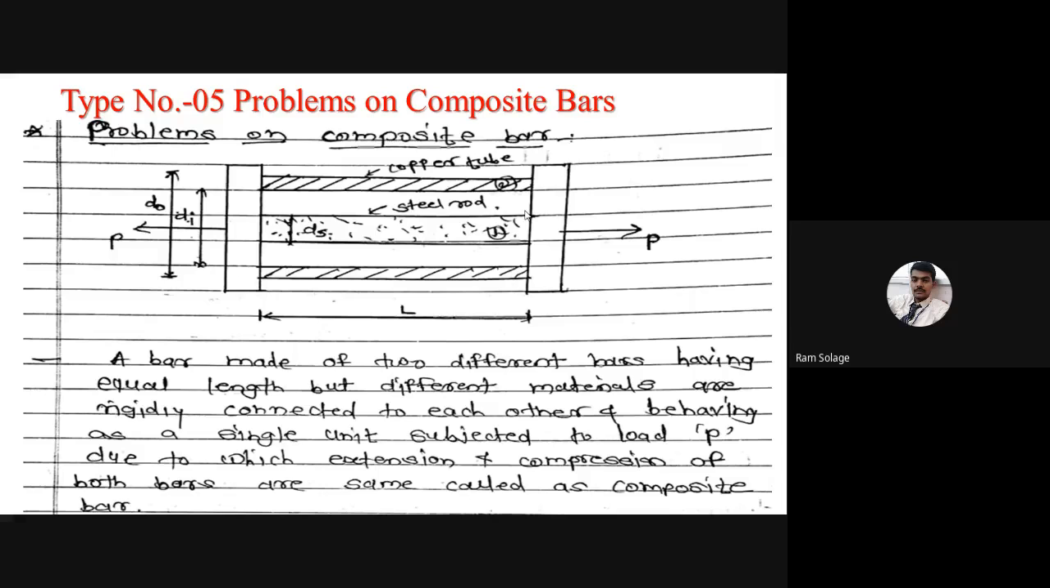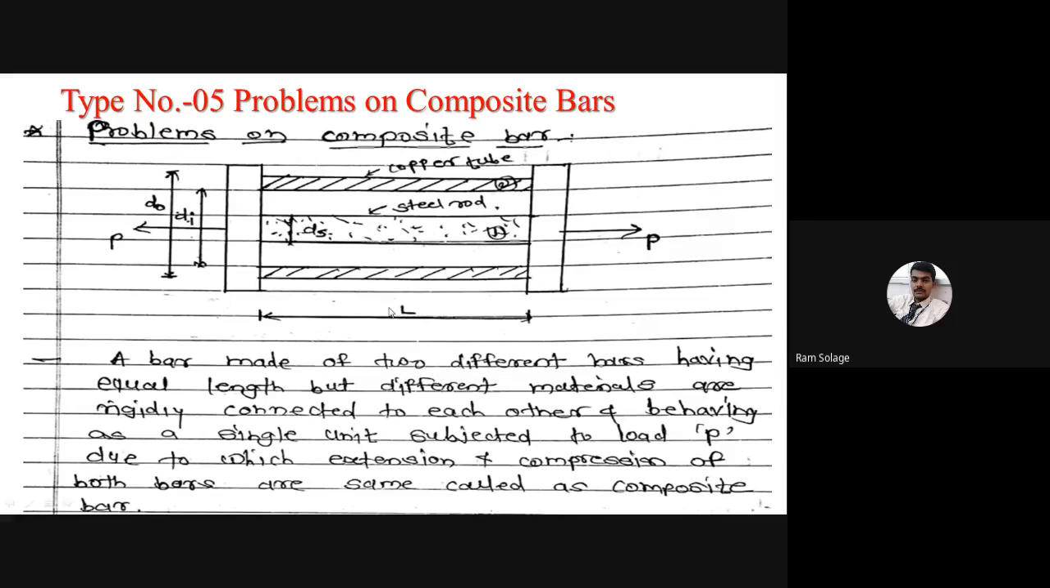Its two ends are braced, or we can say welded, by plates. They are showing two rectangular plates, and on those plates they are applying the load capital P. P is the applied load, and the steel rod and copper tube have the same length, given as capital L. This is the diagram. In the explanation they are giving that a bar made up of two different materials, or different bars having equal length.